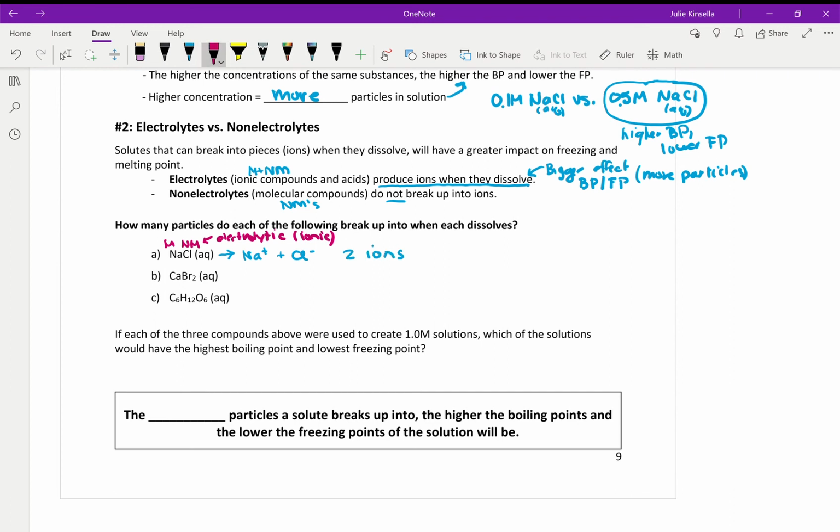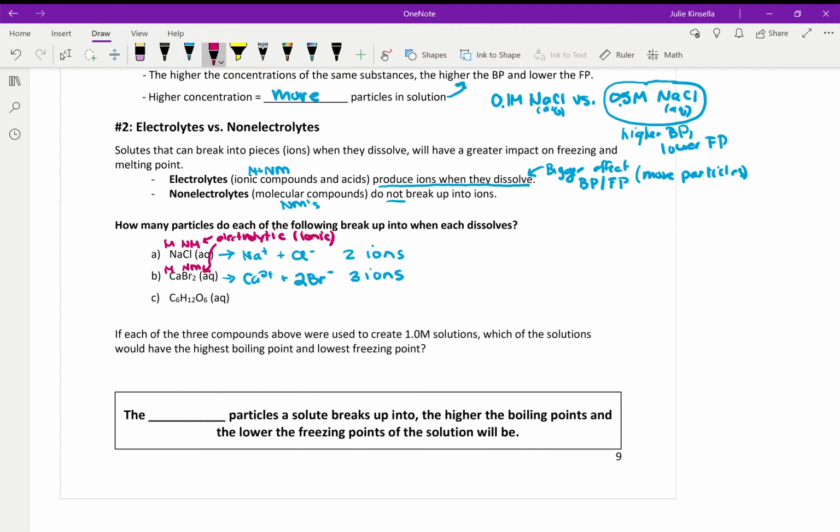If we look at calcium bromide here, calcium's a metal, bromine is a nonmetal, so this is also an electrolyte because it's also ionic. However, when this one breaks up, you have your calcium ion, and then you have 2 bromide ions. So if we add these together, calcium bromide actually makes 3 particles or 3 ions.